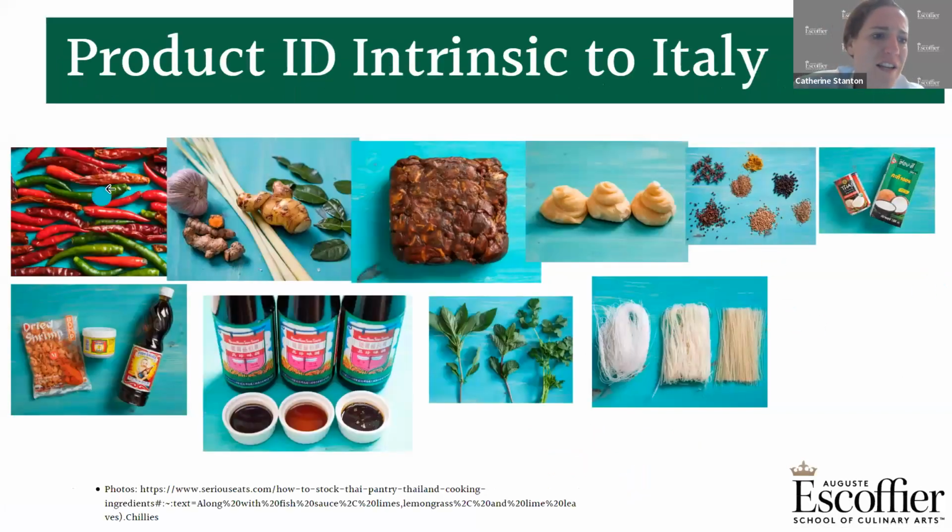Now here we get into some of that identification. We've got your red and green Thai chilies, garlic, lemongrass, your turmeric, which is also a rhizome, galangal, a rhizome, ginger's friend, and makrut lime leaves.